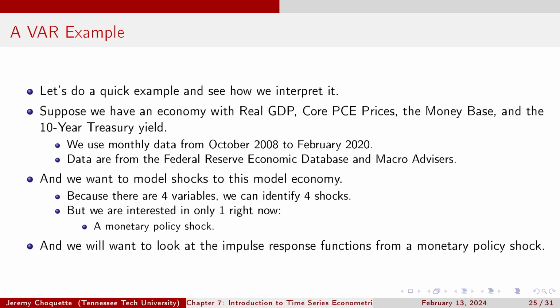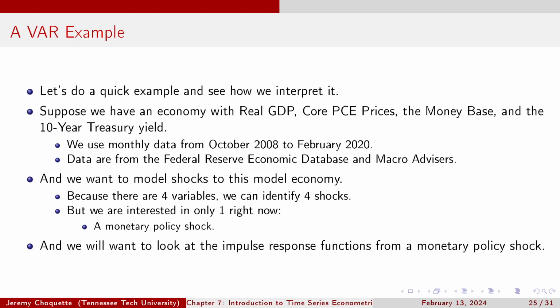And I want to model shocks to this model economy. So there's 4 variables. I can identify 4 shocks. But like I said earlier, I'm only interested in one right now. It's a monetary policy shock. So what I'm doing is I'm going to impose a bunch of shocks, and then I'm going to draw the shocks that match this combination of signs that I'm interested in. So what signed responses would I be interested in? Well, the economic theory tells me there's a certain combination of signs for these responses that would be consistent with a monetary policy shock. What would they be?